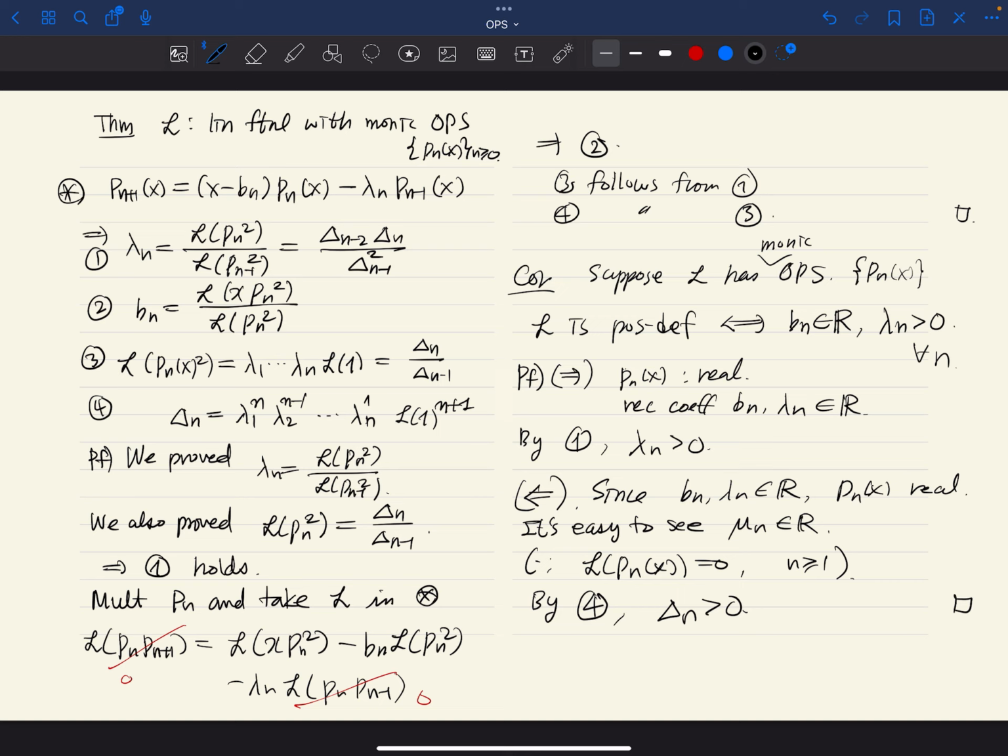Actually, I forgot to mention one more thing. L of 1 is positive. Let's say L of 1 is positive. Because if you multiply any constant to L, it still satisfies that, so it's not going to be positive definite, of course. So, yeah, it's positive.